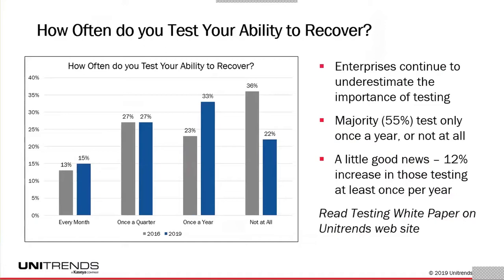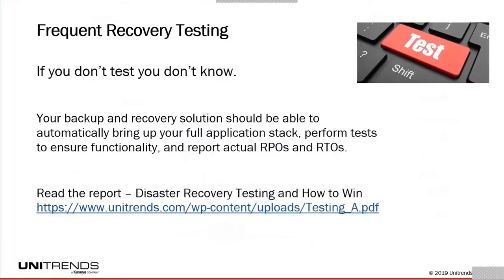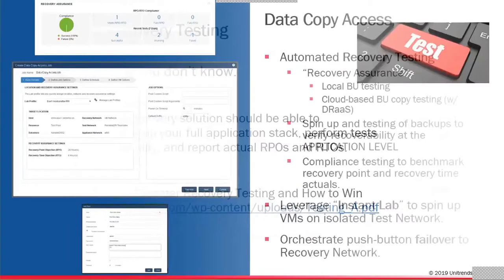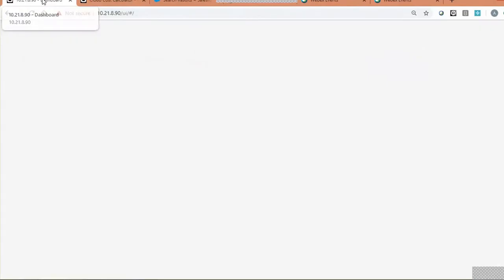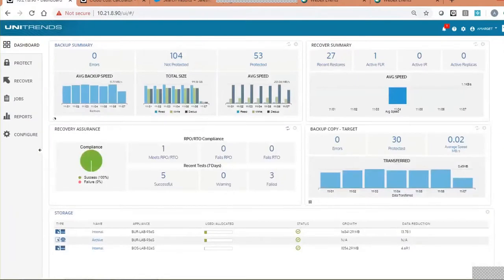So one of the ways in which we have enabled proactive and automated measures is through our recovery testing. It's what we call data copy access, and I'm actually going to hop into our interface here and show you what this looks like. So for folks that are newer to Unitrends, what you're looking at here is our UI dashboard. It's an HTML-based dashboard, so once your appliance has its IP on your local network, you're able to access our dashboard through any Chrome or Firefox browser from the IP here.